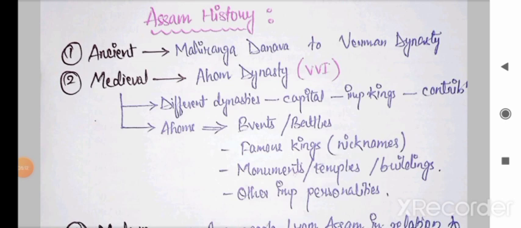I cannot emphasize enough. In medieval history, there are different dynasties like the Sutiya dynasty, Koch dynasty, Kachari dynasty, and so on. Their dynasty, capital, important kings, and contribution are important. In the Ahom dynasty, events and battles, famous kings, and their nicknames are important. And monuments, temples, and buildings they have built are important. Another important personality like Lachit Barphukan, he was not a king, but he is important. Like Atan Buragohain, this kind of personality we should know.